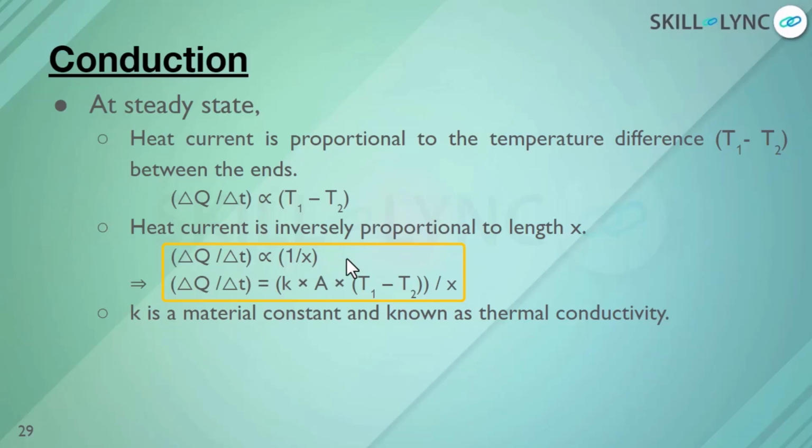Here, in this equation, K is a material constant, also called the proportionality constant, or it is also known as the thermal conductivity of the material. Thus, here we close our session 1. Thank you.